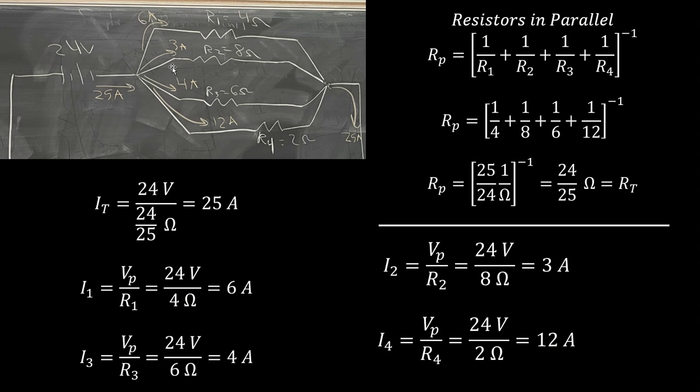And if we add up all those currents together, 6 plus 3 plus 4 plus 12, that adds up to 25. So we have 25 amps of current as we're approaching this node, and we end up having 25 again as we meet up at the next node.